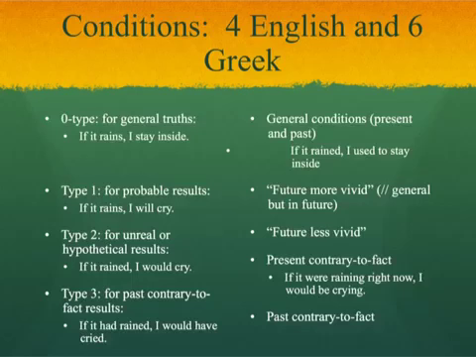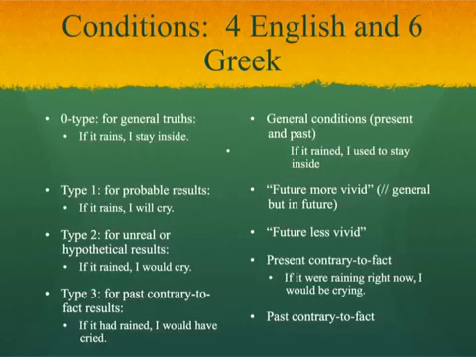So the general truth kind of condition, which we called type 0 in English, has a corresponding general conditions type in Greek. In Greek, you can do this both in present, if it rains I stay inside, and you can also do it in the past, which doesn't technically have a type in English, but you can make general conditions in the past. So if it rained, I used to stay inside indicates a generalized conditional truth that happens in the past.